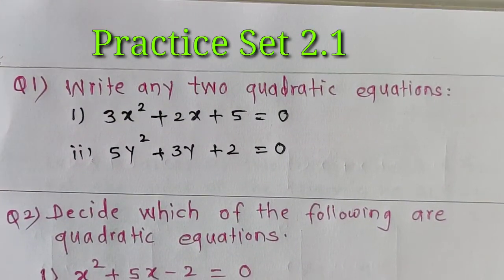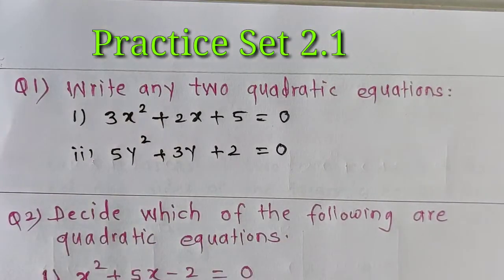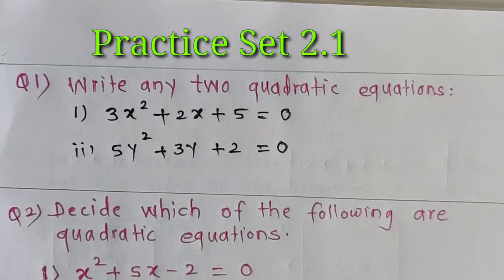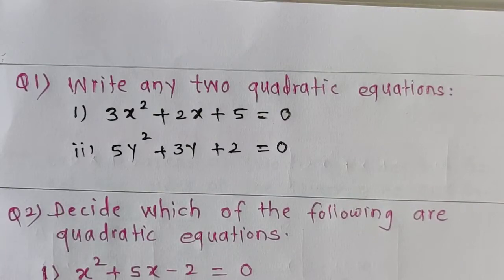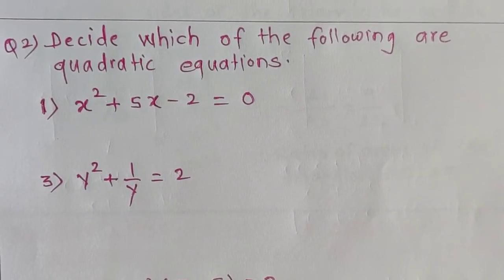Easily we can write these. This may be asked for 1 mark. So in this way we can easily write quadratic equations. You can write so many quadratic equations using so many variables. So this is question number 1 from practice set 2.1. Now let us see question number 2.